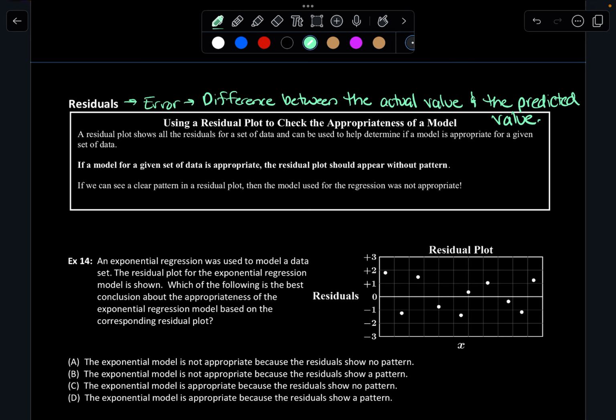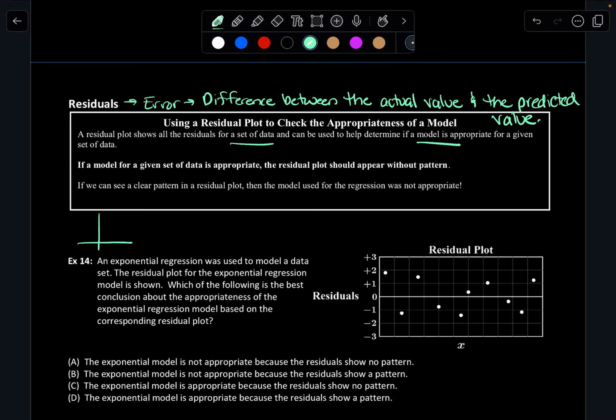So we're also going to be looking at a residual plot. In the previous units, like exponentials, we would talk about one residual at a particular time. So t equals 5, what's the residual for that when we compare the actual data to the predicted model? So a residual plot shows all the residuals for a set of data and can be used to help determine if a model is appropriate for a given set of data. The data is usually in a table, or you can see it on a plot, and then our model is going to be the line that goes through the residual plot.